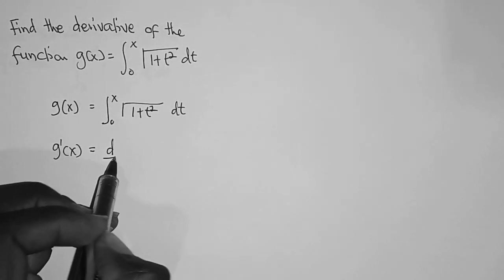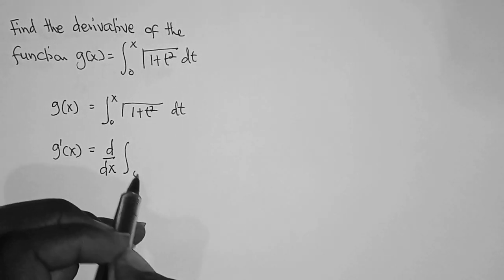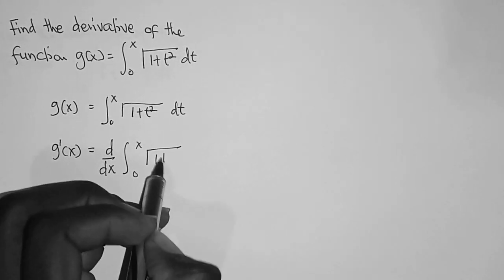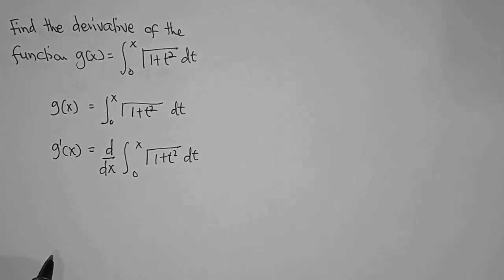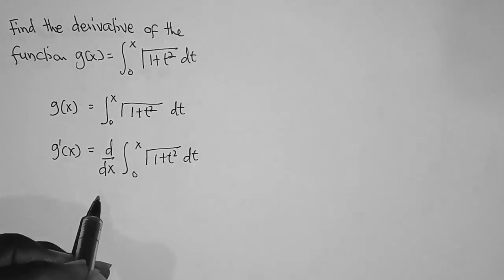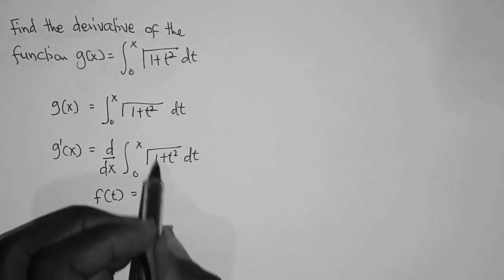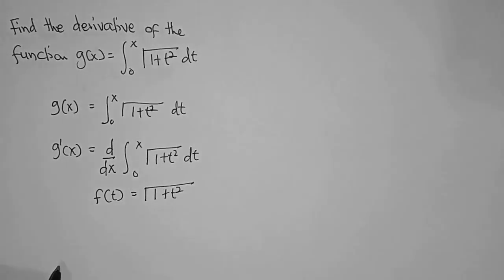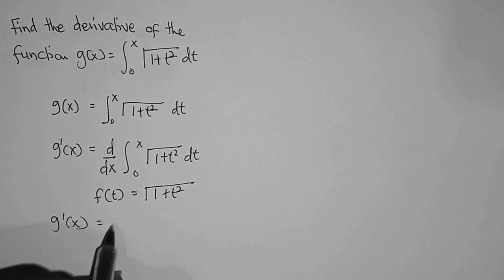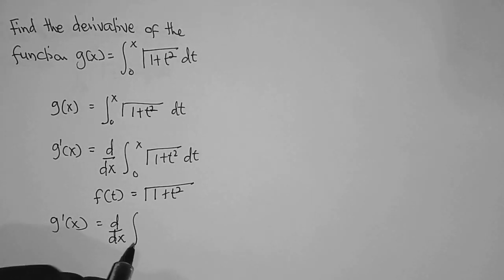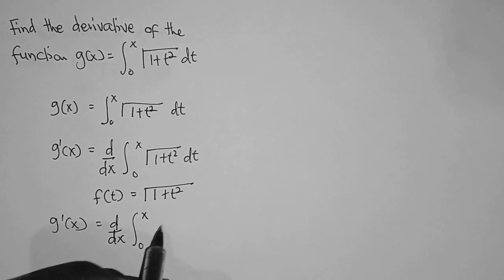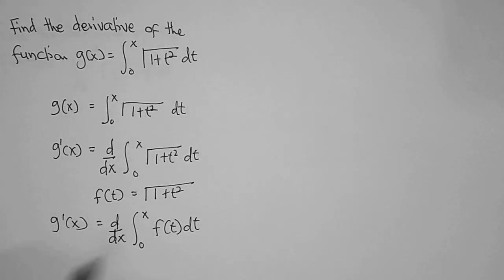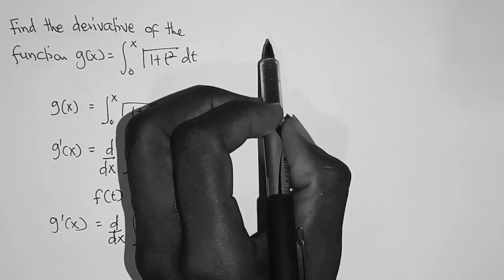g prime of x is d/dx of the integral from 0 to x of the square root of 1 plus t squared dt. So now, what we need to do is to say, let f of t be equal to all of this, which is the square root of 1 plus t squared. So therefore, g prime of x is now equal to d/dx of the integral from 0 to x of f of t dt. So let's go ahead and do this integral. Now, remember what we said.